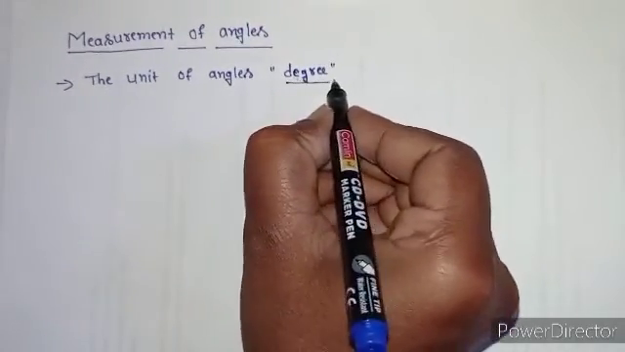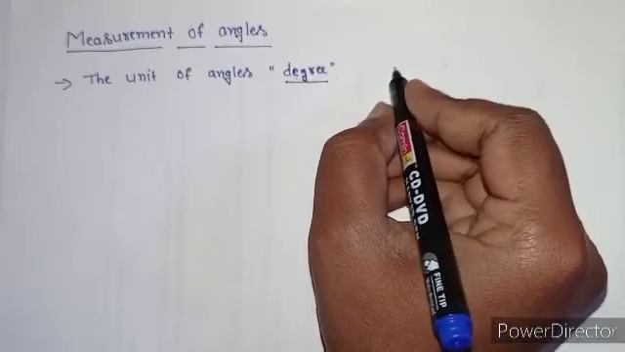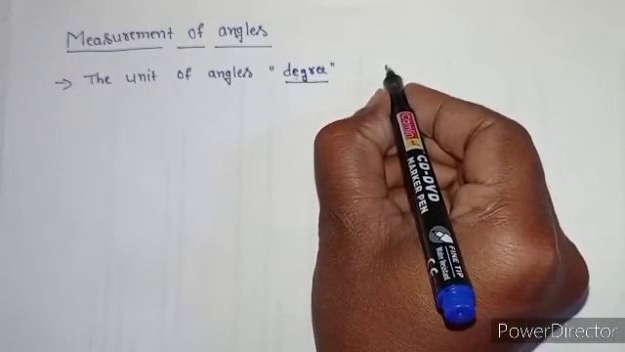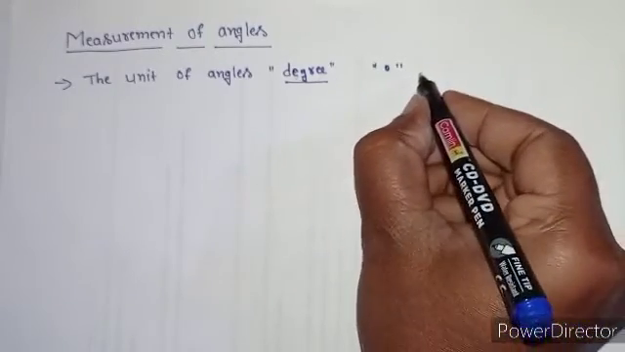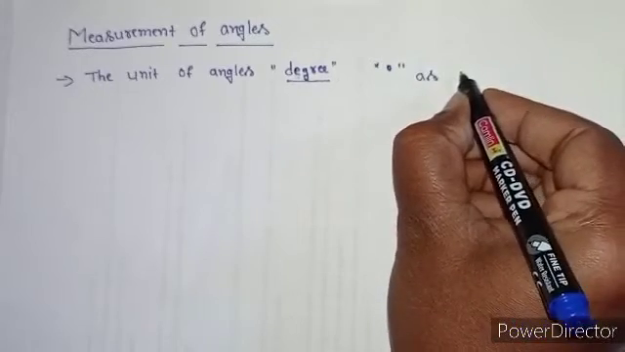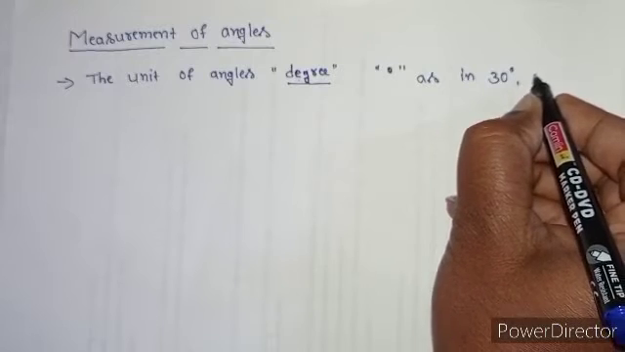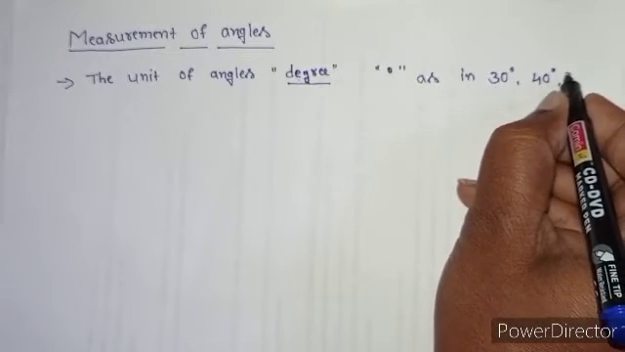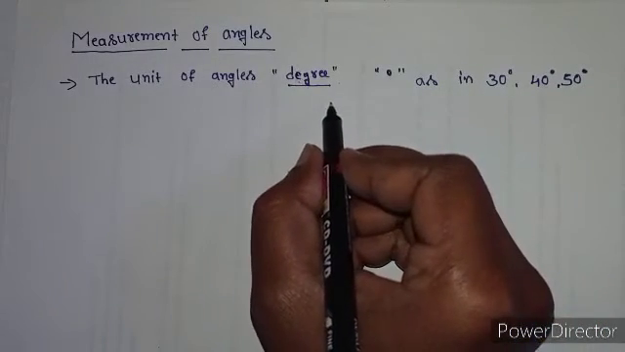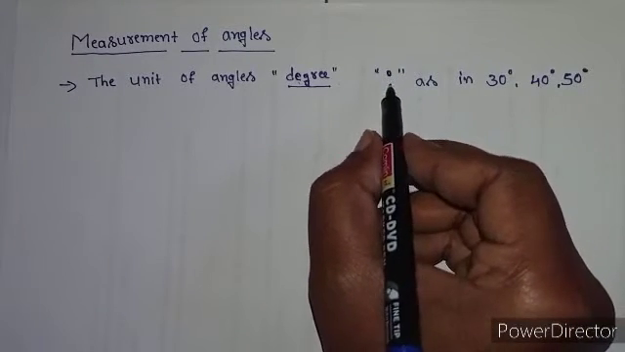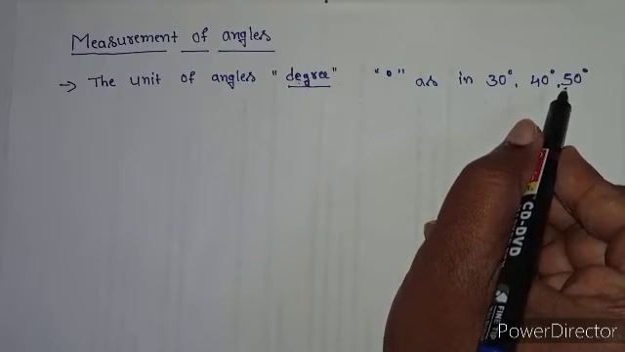All of you see here, this is the symbol for the degree, as in 30 degree, 40 degree and 50 degree, like this. So the unit of an angle is degree, and the symbol of degree is this.